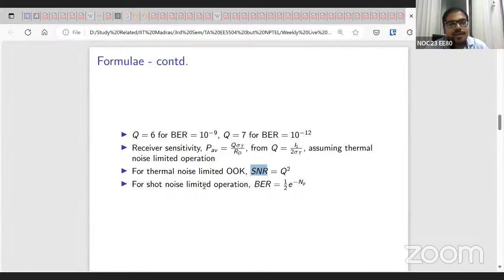And the shot noise limited operation, that example we discussed, there the bit error rate is related to the average number of photons with this expression. Average number of photons per bit is NP, and then bit error rate you can find using this expression.